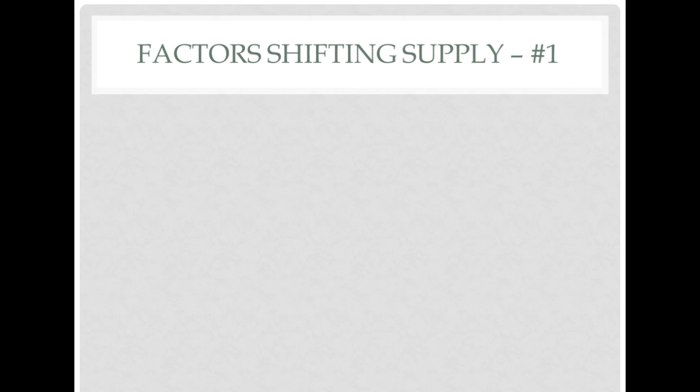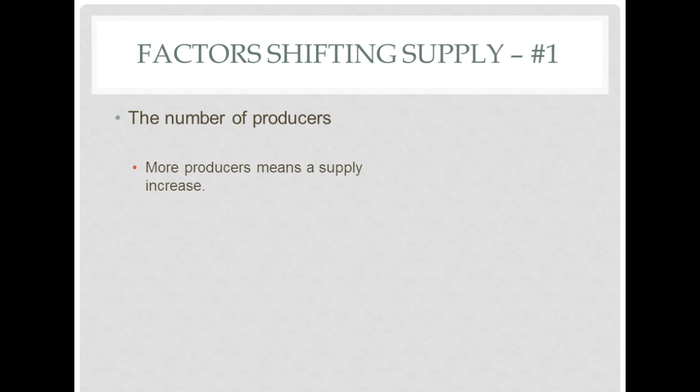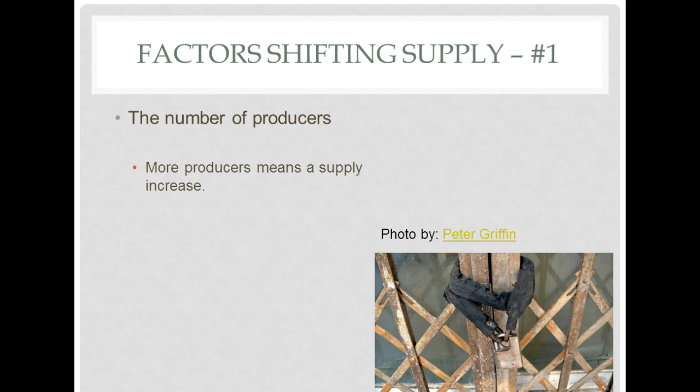Reason number 1 is actually probably the simplest: the number of producers. If there are more producers, the supply will increase. If there are more people who are willing to sell apples, there will be more apples for sale. That's a pretty logical conclusion. More producers mean more supply. And by the way, as this picture reminds us, of course, if there were less producers, the opposite would also be true. But generally, more producers means more supply. Less producers means less supply. Factor 1. Factor 2.